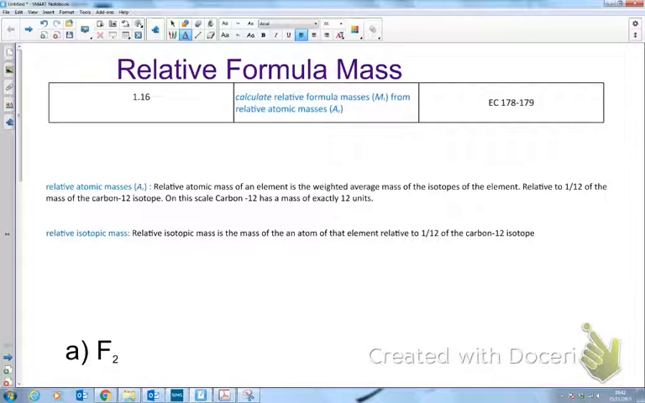The relative isotopic mass is the mass of an atom of that element relative to 1/12 of the carbon-12 isotope. The relative atomic mass is the weighted average of the isotopes. For example, we have chlorine-35 and chlorine-37 multiplied by their relative percentages to give the chlorine relative atomic mass of 35.5, whereas a relative isotopic mass is only for one isotope, so it's always going to be a whole number. That number is the mass number on the periodic table. So it's important that you know the difference between the relative atomic mass and the mass number.